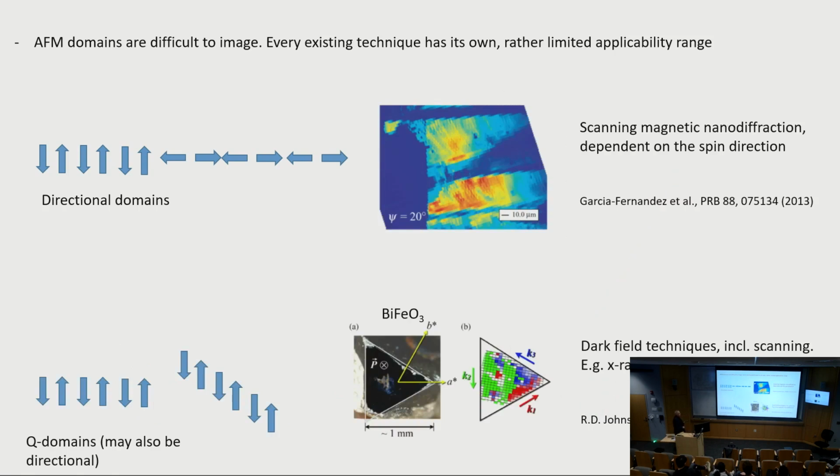So Q domains, and these are antiferromagnetic domains distinguished by the wave vector, or the vector characterizing the periodicity of the antiferromagnetic order. They could be directional, but they don't have to be. There are experimental probes that directly couple to Q vectors, such as various X-ray scattering techniques, or actually also electron scattering techniques. And there, basically, you can use a dark field approach to image antiferromagnetic domains with different Q. Basically, you shine your light here, you scatter, you have a signal at some Q, but not other Q, and then you can image antiferromagnetic domains. In this case, these are cycloidal domains in bismuth ferrite.